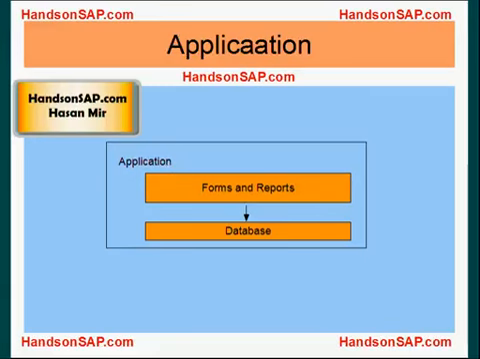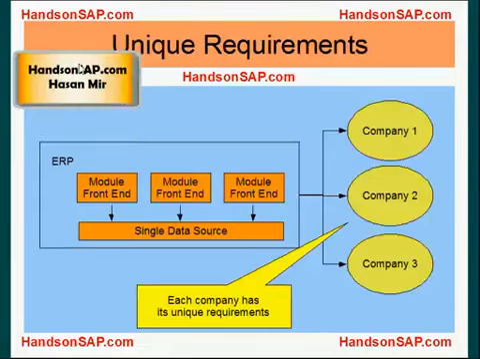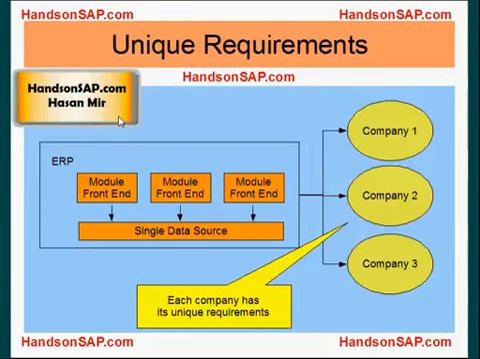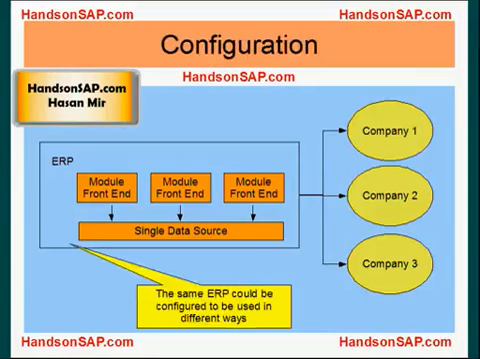Okay, now having said that, the same ERP software could be implemented for different kinds of companies, and each company could have its own requirements. Companies are in different businesses and verticals. They have different sizes, they have different business processes, they have different cultures, but the same ERP software could be implemented for any of these companies. How is that achieved? Each company has its own unique requirement. Now, the same ERP could be configured to be used in different ways.